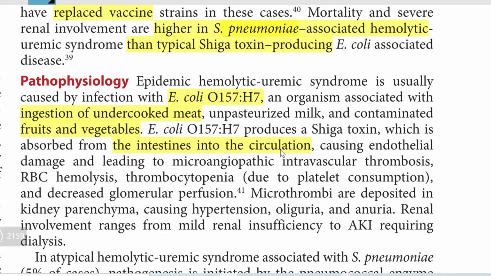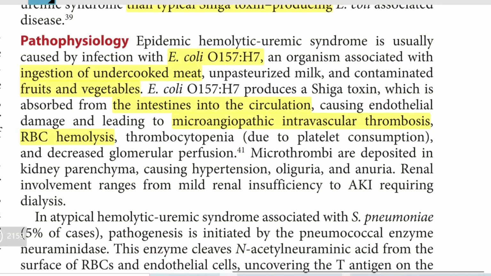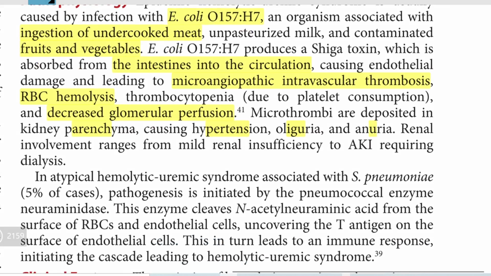It causes endothelial damage, leading to microangiopathic intravascular thrombosis, which leads to RBC hemolysis and also thrombocytopenia due to platelet consumption. And because the nephrons have small afferent arterioles, there will be decreased glomerular perfusion because of microangiopathy. The microthrombi are deposited in the kidney parenchyma and cause hypertension, oliguria, and anuria. Renal involvement ranges from mild renal insufficiency to AKI requiring dialysis. So that's how severe the HUS is.